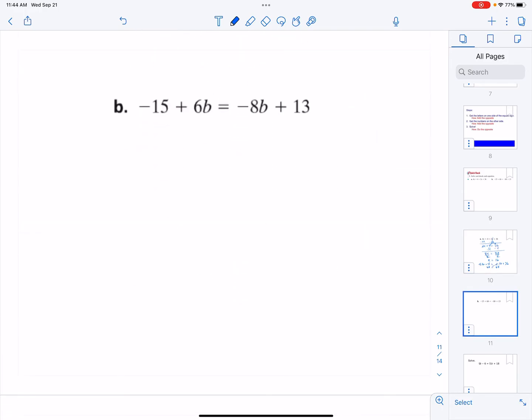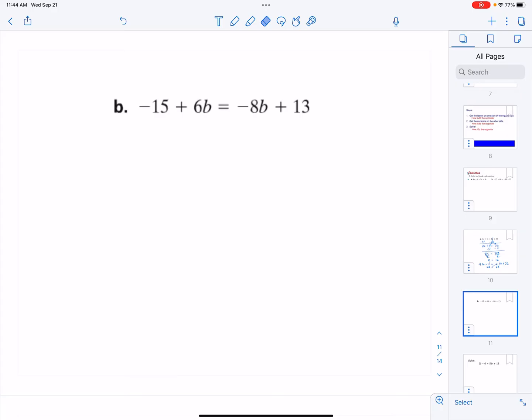So let's try just a couple more. This one right here, you'll notice that it's a little bit different because the 6b is in the wrong spot. Okay, as long as it's an addition problem, if you want to rearrange things, it's perfectly okay. So you could write this one as 6b plus negative 15 if you wanted to, and that would be perfectly fine. Okay, in addition, you can rearrange things.